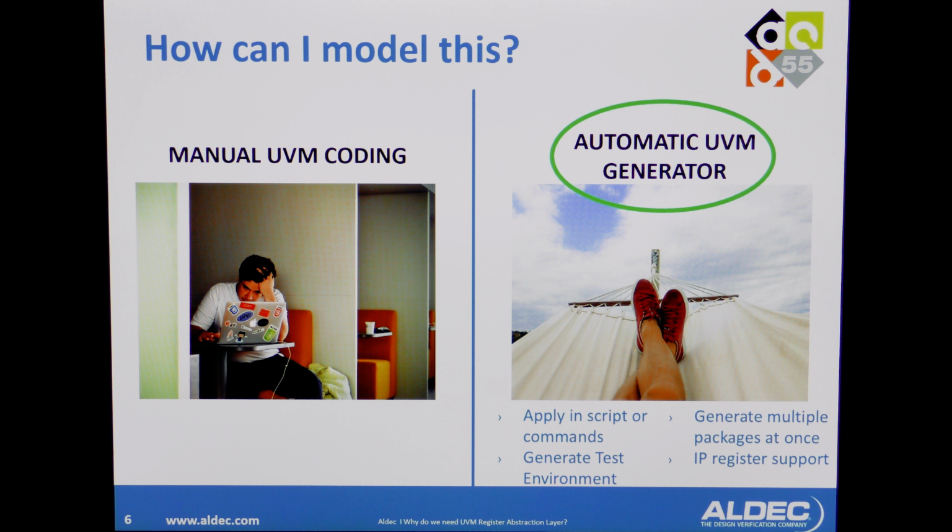So the main solution for getting around this would be using the automatic UVM generator that's available in Riviera-PRO. The automatic UVM generator is a command line tool that you can apply in scripts or use in the console, and it will allow you to generate multiple packages for your UVM register abstraction layer at once. You can use it to generate a test environment, and it also provides IP register support.